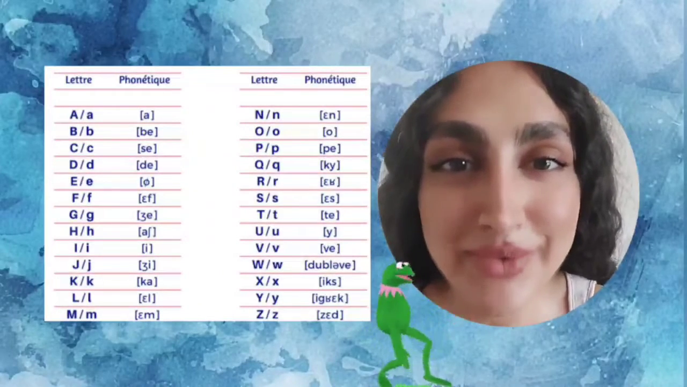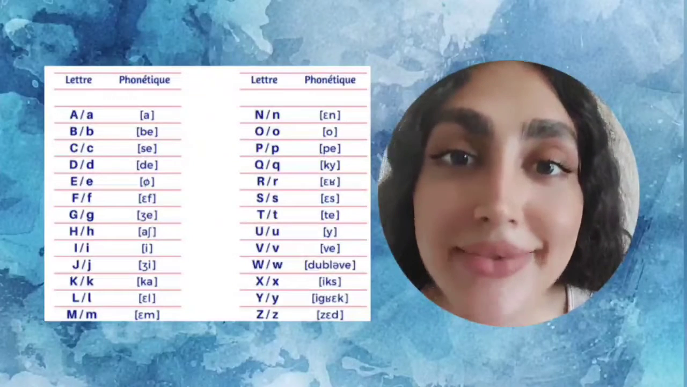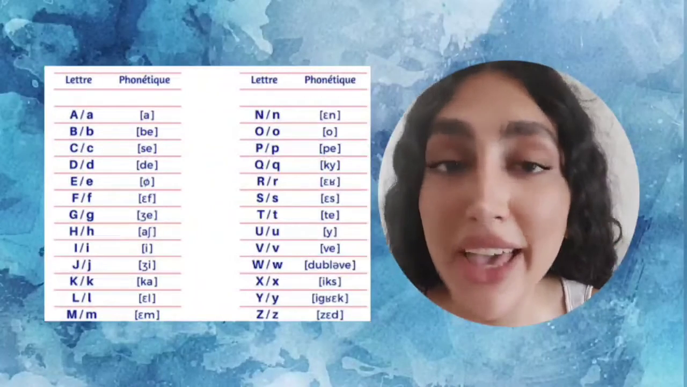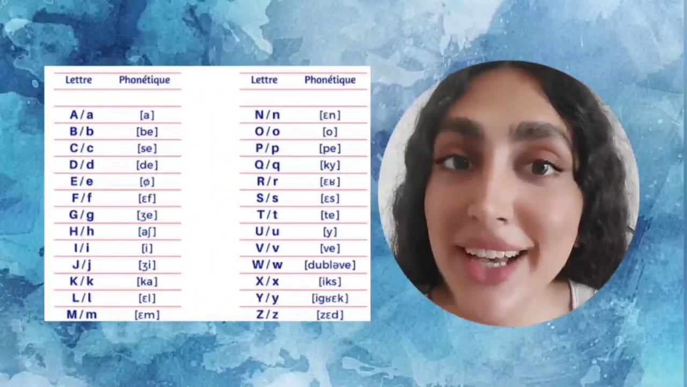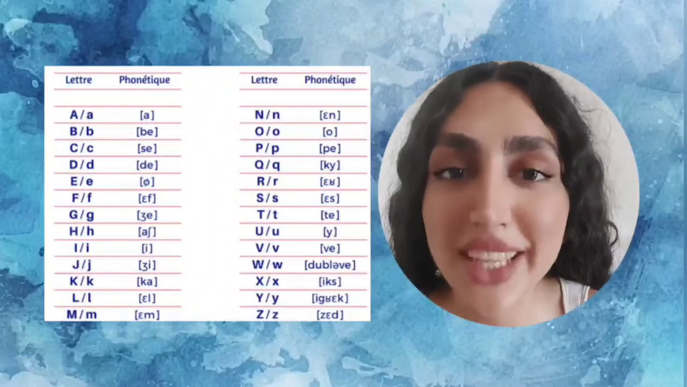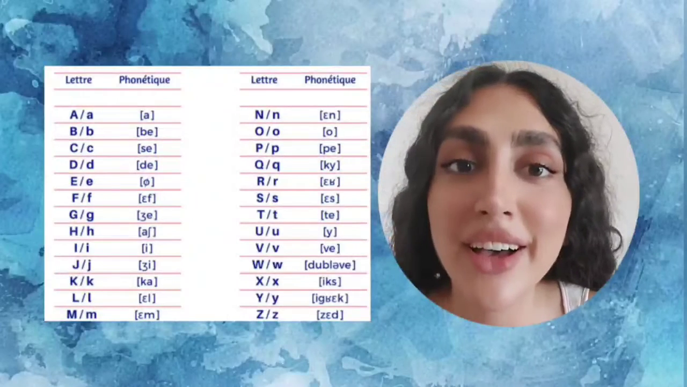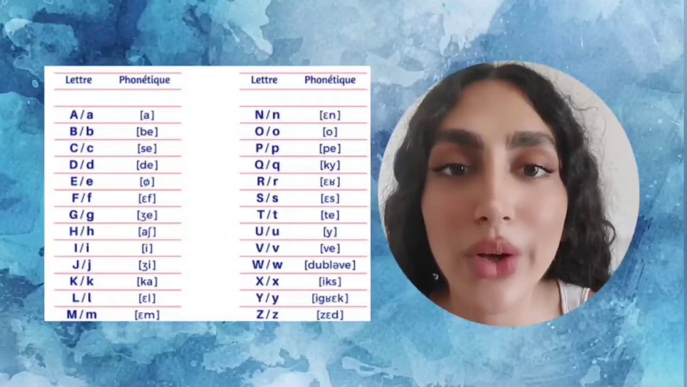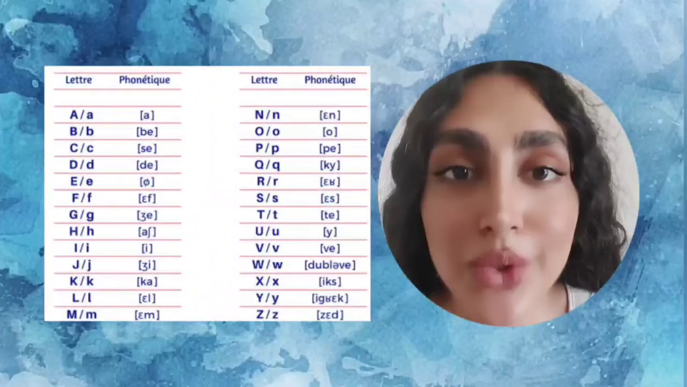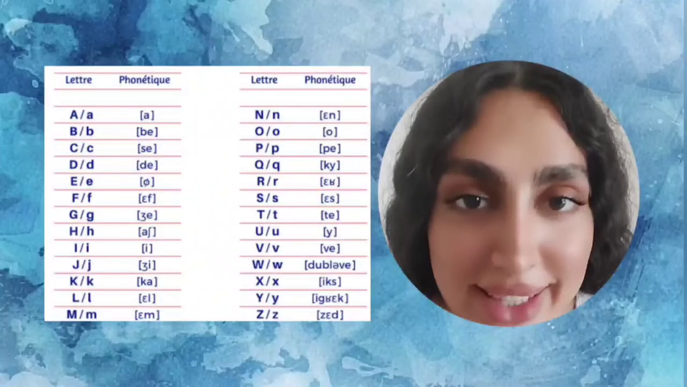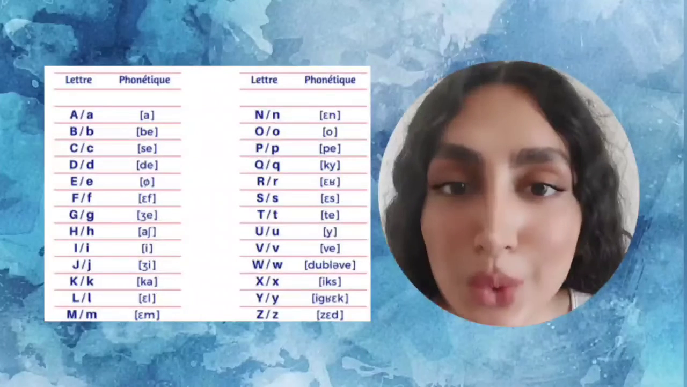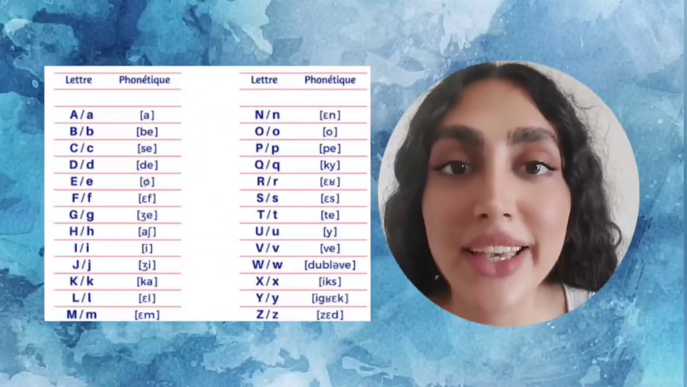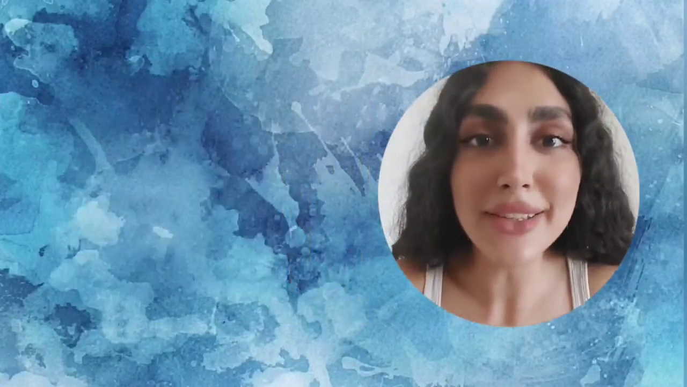Ready? Let's go. A, B, C, D, O, F, G, H, I, J, K, L, M, N, O, P, Q, R, S, T, U, V, W, X, Y, Z. That's the French alphabet.